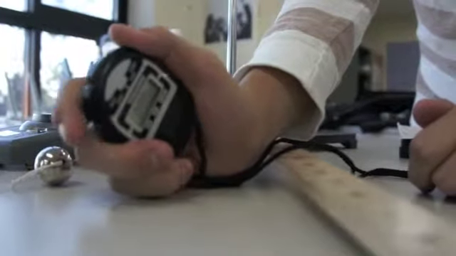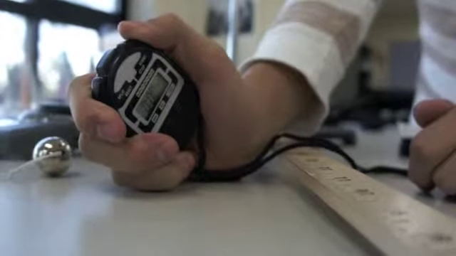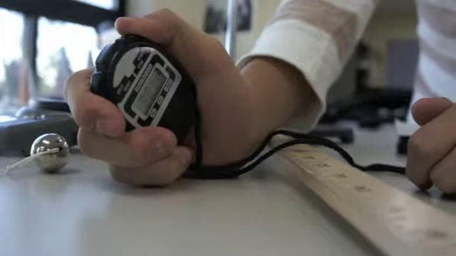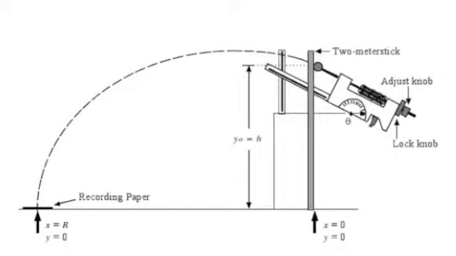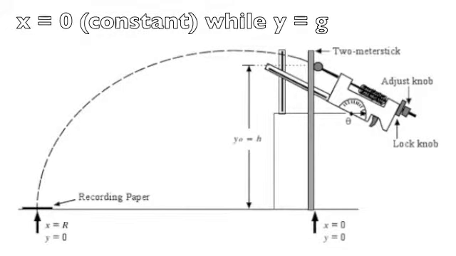We clamped the stand down, attached the projectile launching device, and released both balls. We started the stopwatch as soon as they were released and timed how long it took for them to hit the surface. As mentioned before, x and y components are completely independent of each other. In both cases of horizontal projectile motion and projectile motion launched at an angle, the x component's velocity is constant, while the y component's velocity changes.